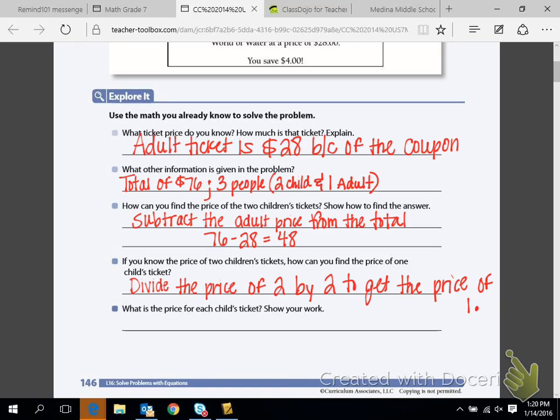So the last bullet asks us, what is the price for each child's ticket? And show your work. If we follow the steps that we listed out, we would start with 76 minus 28, the total minus the cost of the adult, which left us with $48 for the cost of 2 children. We would then divide by 2 to get that it is $24 per child.